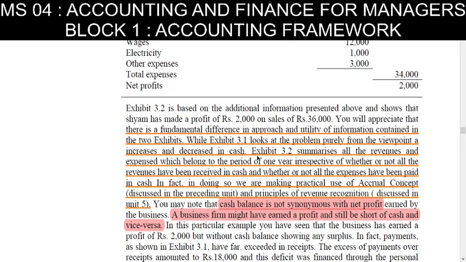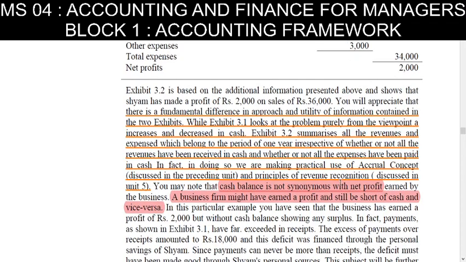We'll see this. There is a fundamental difference in approach and utility of information contained in the two tables we have seen earlier. While table 1 looks at the problem purely from the viewpoint of cash, whether it is increased or decreased, table number 2 summarizes all the revenues and expenses which belong to the period of 1 year, irrespective of whether or not all the revenues have been realized in cash and whether or not all the expenses have been paid in cash. Whether the cash is received or not, whether actual cash is paid or not, irrespective of these things, table number 2 used the revenue concept correctly.